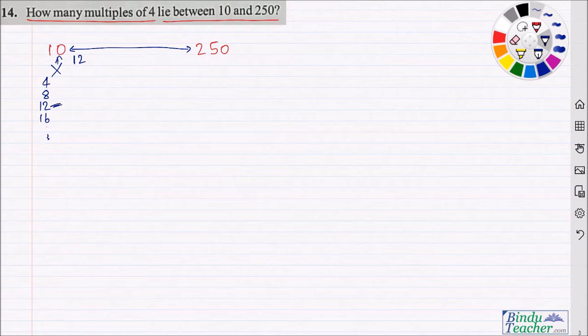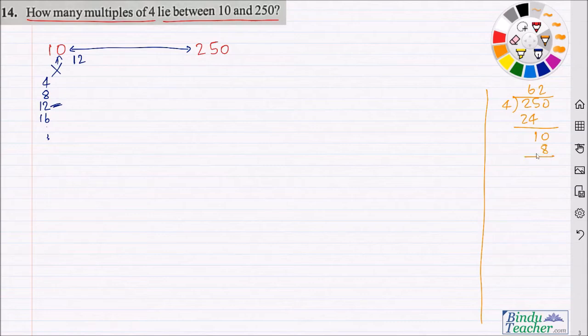Similarly, we have to find out what is the last multiple of 4 before 250, or maybe 250 itself is a multiple of 4. We have to find that out. So let's do that. Here in the worksheet, I'll divide 250 by 4 to see if it can be perfectly divided by 4. We have 4 into 6 equals 24. We have 10. Then we have 4 into 2, which is 8, which gives me 2 as the remainder. So you see, it cannot be divided by 4 completely.